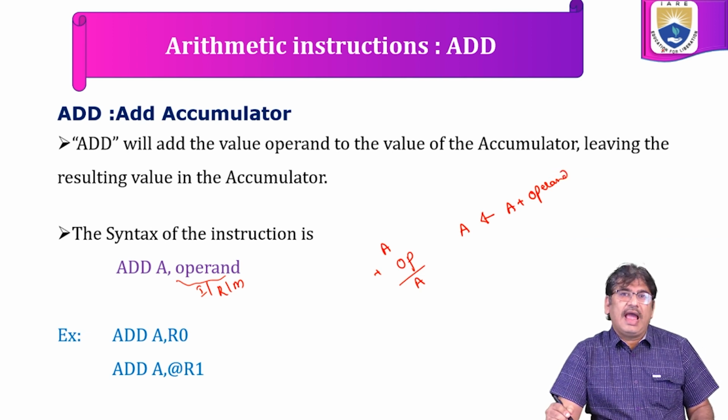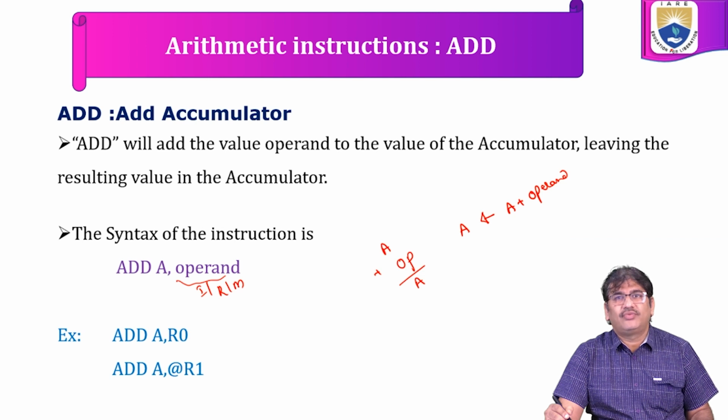The example, ADD A, R0. Here R0 register contents will be added to the accumulator and the result we can see in the accumulator. ADD A, @R1. So the source data is in the memory location whose address is pointed to by the R1 register. The memory contents will be added with the accumulator and the result will be in the accumulator.